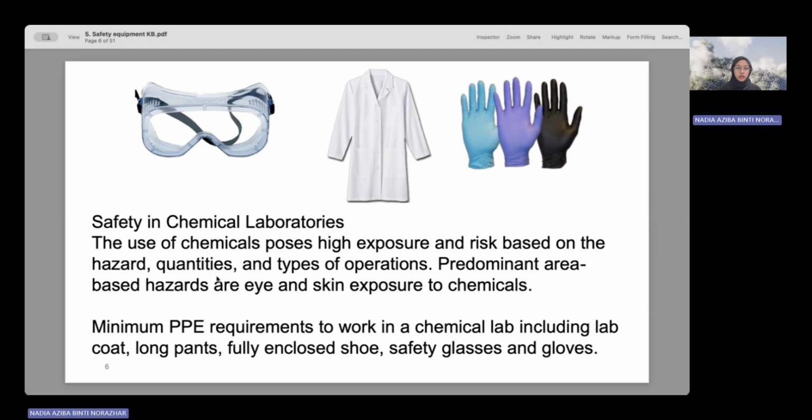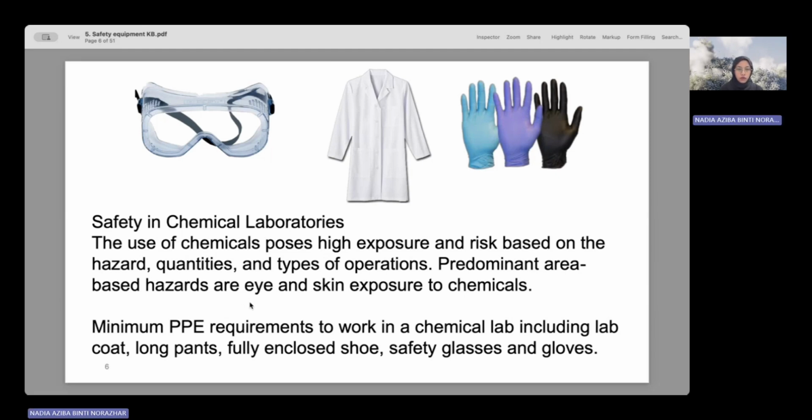These are the main risks of safety and health, which are the eye and skin exposure to the chemicals in a work setting. Such as, if a chemical spill occurs, it will cause itchiness in the eye or maybe burning, and it can cause the eye to go blind. If it is skin exposure, if we come in contact with the chemicals, there will maybe be irritation, rashes, or burning.